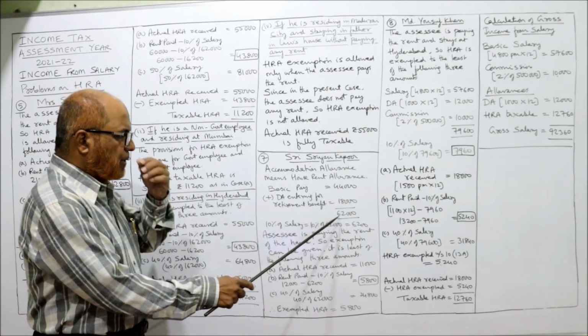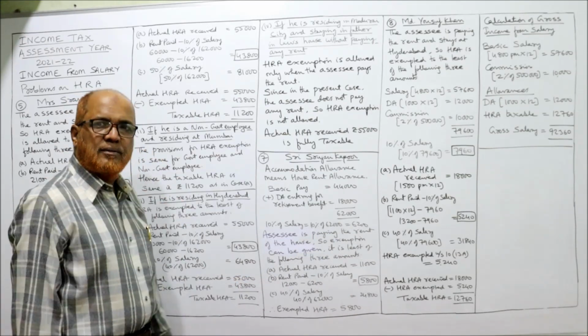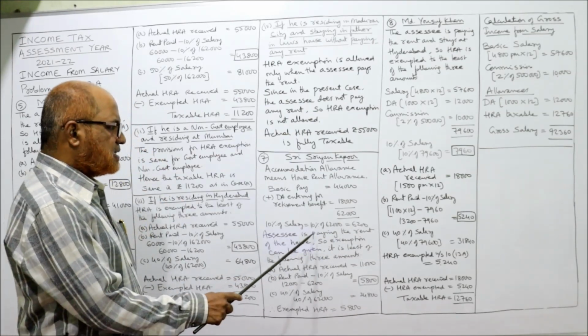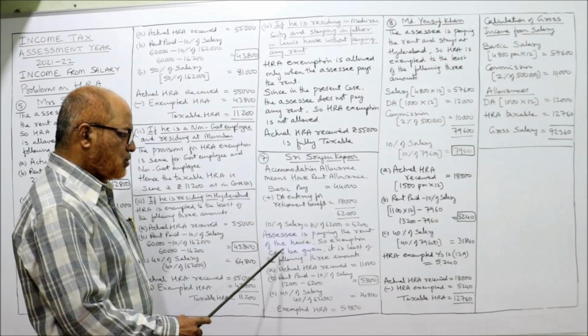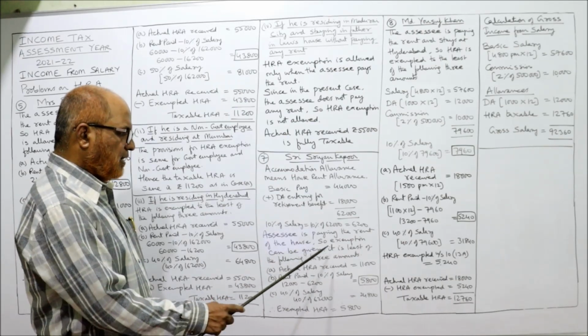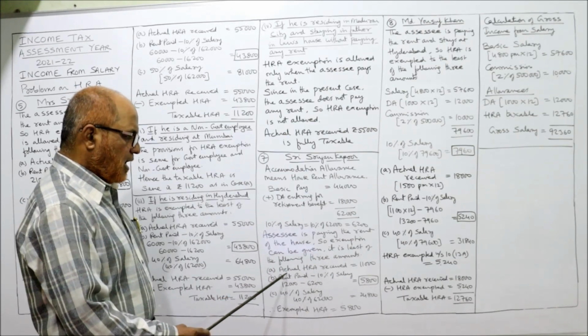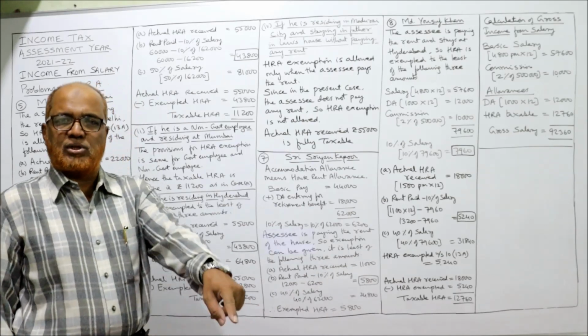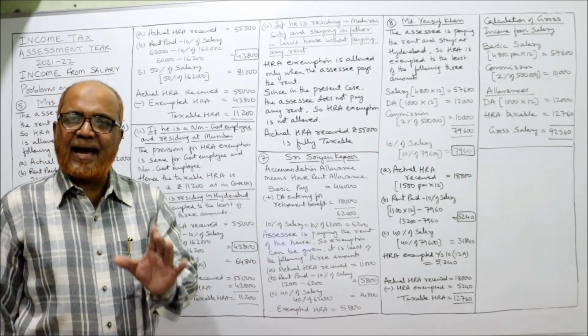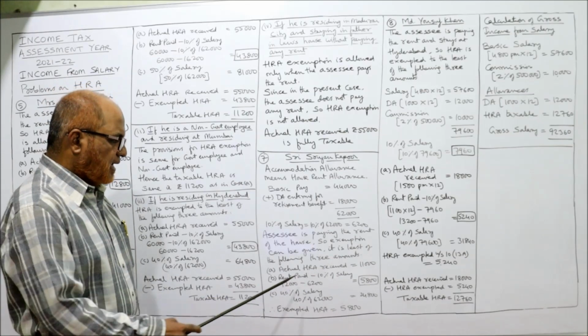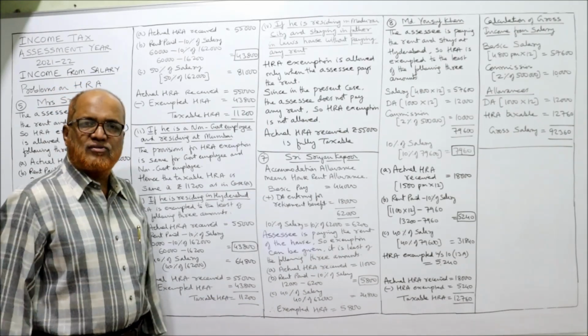10% of salary is 10% of 62,000, 6,200. He is paying the rent of the house, so exemption can be given. It is the least of the following three amounts. First, actual HRA received, 11,000, given in the problem.